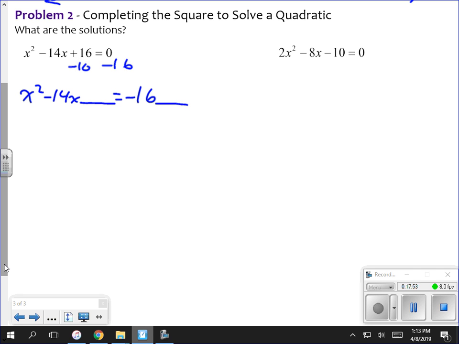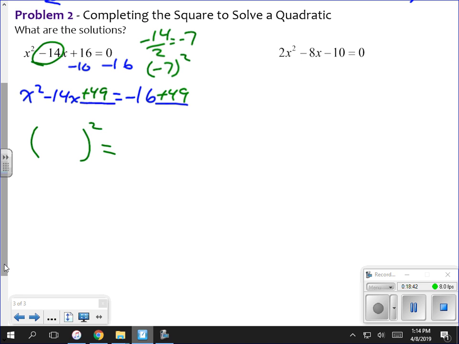Second step, fill in the blank. To fill in the blank, I take half of this. Take negative 14 divided by 2. Negative 14 divided by 2 is negative 7. There's an important reason to watch the negatives and positives. You'll see why in a minute. So the number that goes in here is negative 7 squared, or what? Add 49 to both sides. That's completing the square. Now we still have more steps to solve it. First 2 steps done.